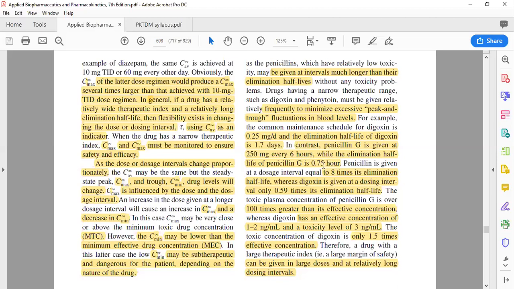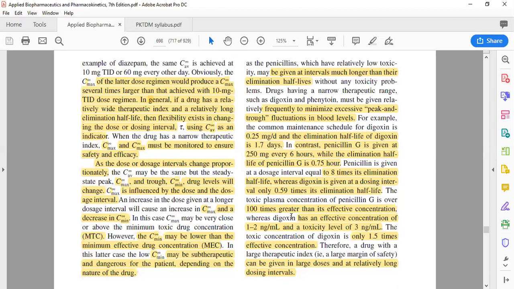If you multiply 0.75 by 8, you will get around 6. So it's almost 8 times its elimination half-life. You are putting the frequency at 8 times the elimination half-life of penicillin. So penicillin is given at a dose interval equal to 8 times its elimination half-life, whereas in case of digoxin it's just 0.59 times its elimination half-life, because half-life is very long. So this value will be low.